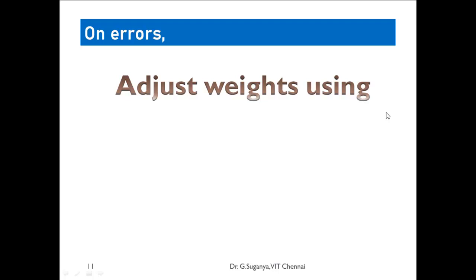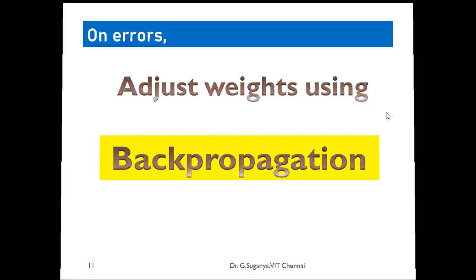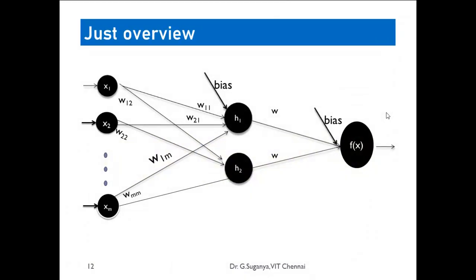So in order to get better output, we have to adjust the weights by using a concept called backpropagation. Actually, backpropagation is a very important mechanism that needs to be completely understood for neural networks to be learnt, which is actually not a part of the scope of this course. But for simple understanding, let me give you just an overview of what it is.